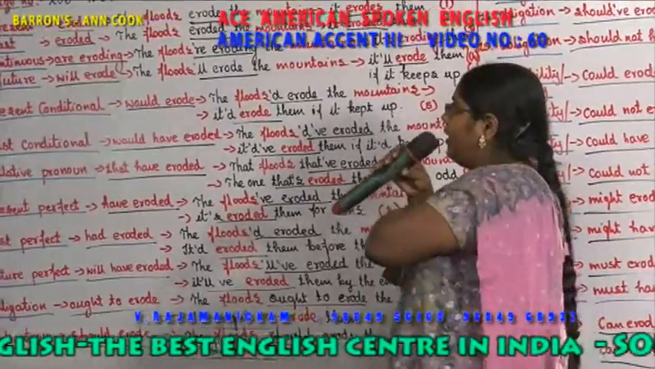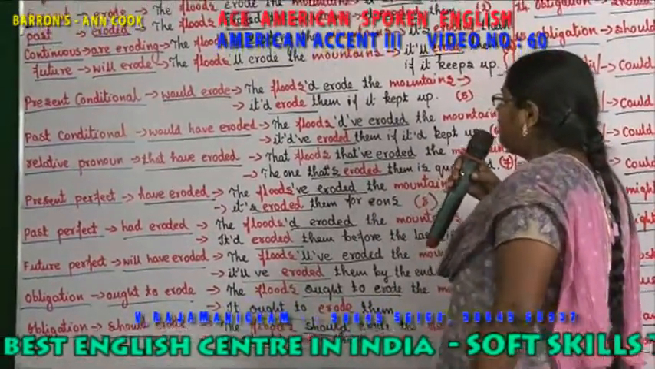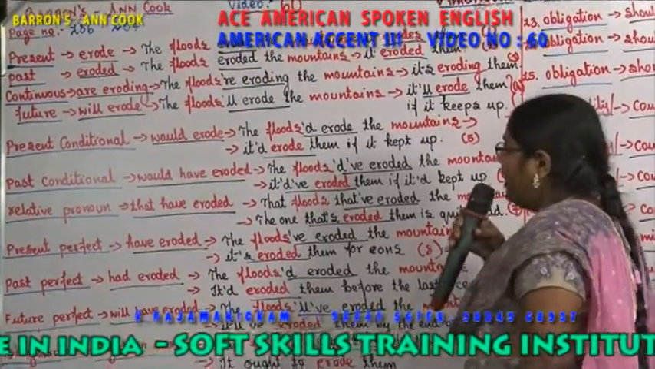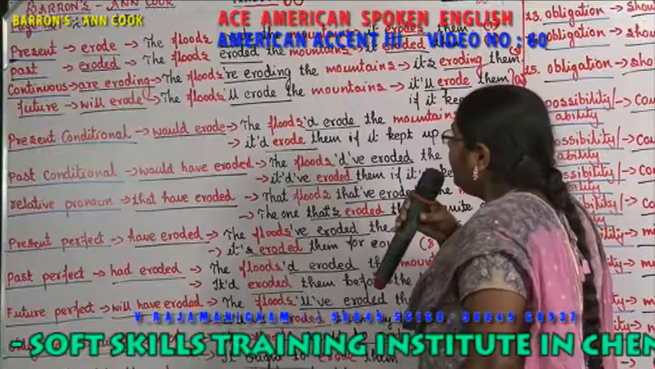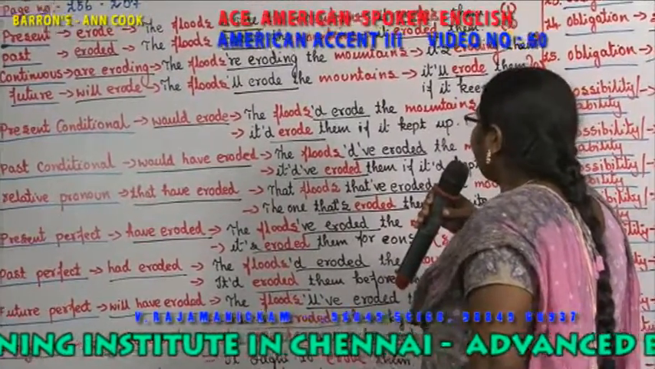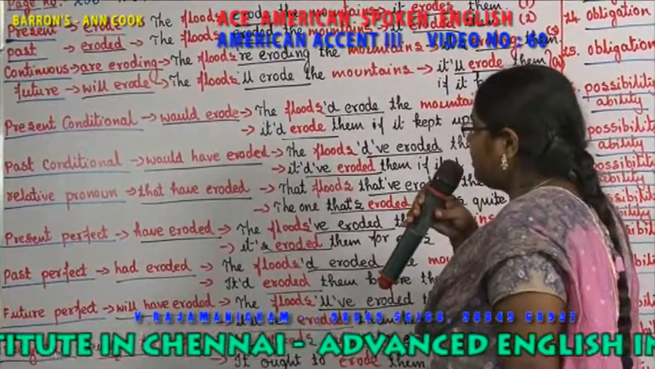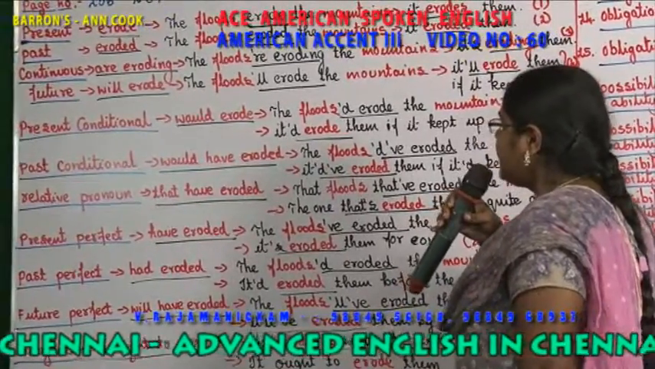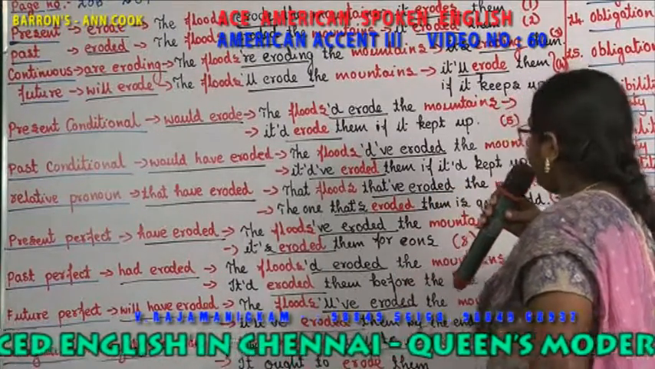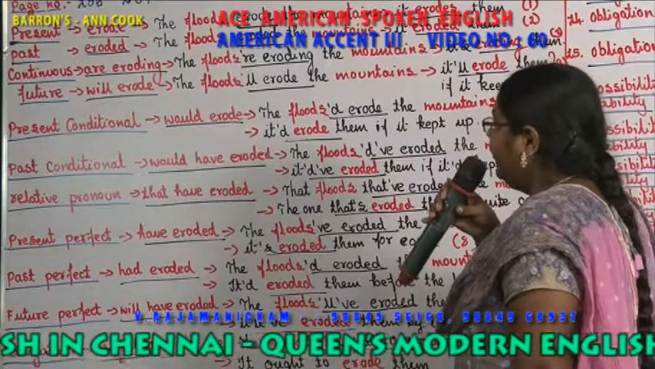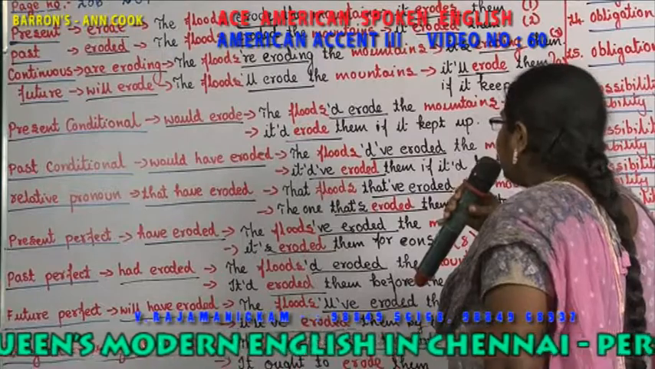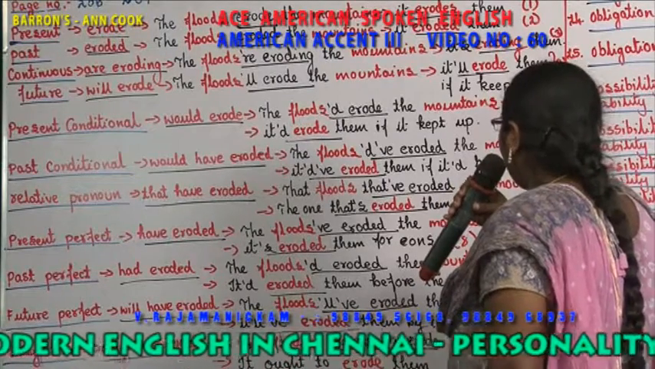In present tense, erode. The floods erode the mountains. It erodes them. Past tense, eroded. The floods eroded the mountains. It eroded them. Continuous tense, are eroding. The floods are eroding the mountains. It is eroding them. Future, will erode. The floods will erode the mountains. It will erode them.